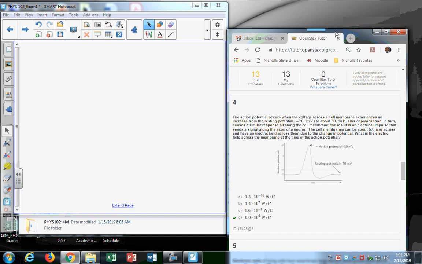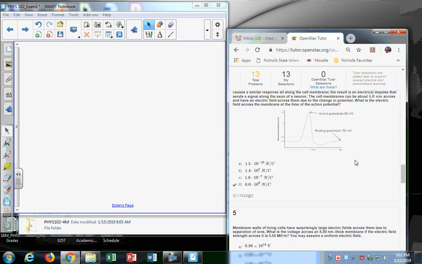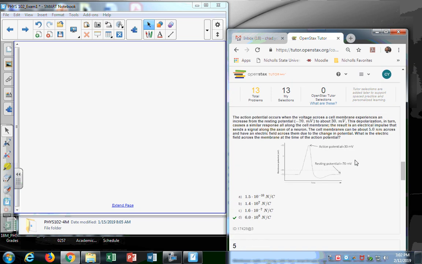Somebody asked about question 4 from the OpenStax. I want to work it. Somebody asked me over email. Let's see. So the action potential, y'all know this, about the action potential in a cell membrane, the action potential and the resting potential. Y'all study that in biology? Yes? Okay, good.